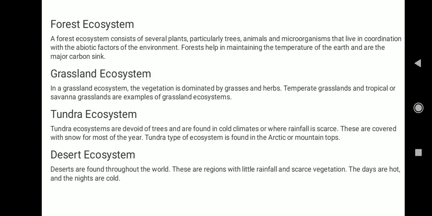Tundra ecosystem is devoid of trees and found in cold climates, cold countries where rainfall is very scarce. These are covered with snow for most of the years, and tundra type of ecosystem is found in the Arctic and mountain tops.